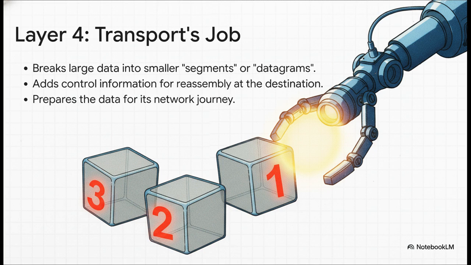Why? Well, because on the internet, things can get messy. Pieces might take different routes and arrive out of order. But thanks to these numbers, the computer on the other end knows exactly how to put your message back together perfectly, just the way you sent it.